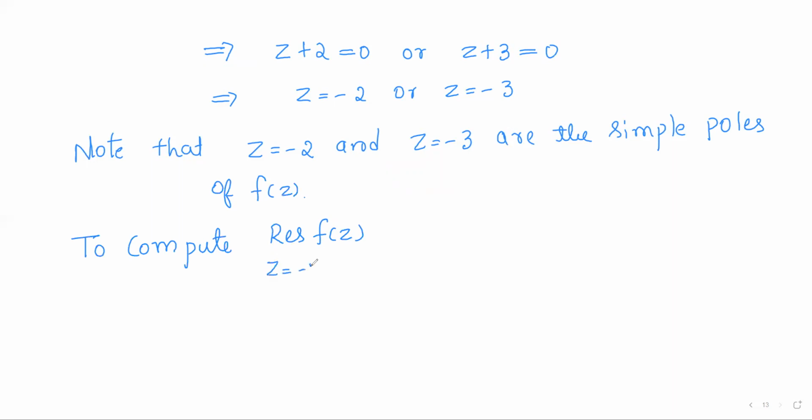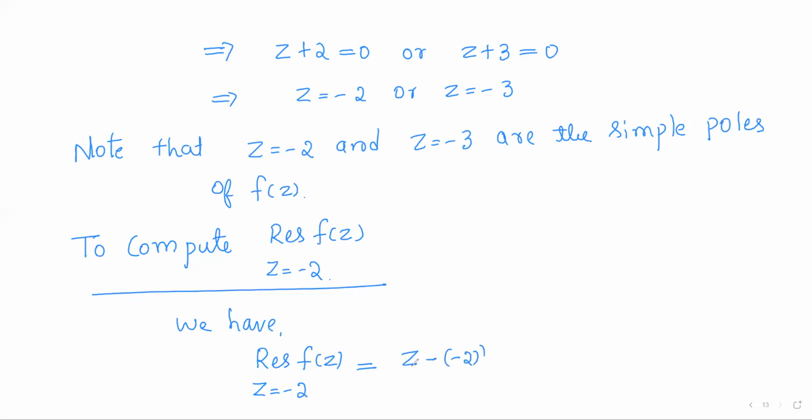So we shall compute the residue of f of z at each of these poles. First we shall choose minus 2. Now we shall apply the formula. So we have residue of f of z at z is equal to minus 2 is defined to be z minus of minus 2 into f of z at z is equal to minus 2. So this is the formula. Now this is equal to z plus 2 into f of z, which is 1 divided by z square plus 5z plus 6 at z is equal to minus 2.